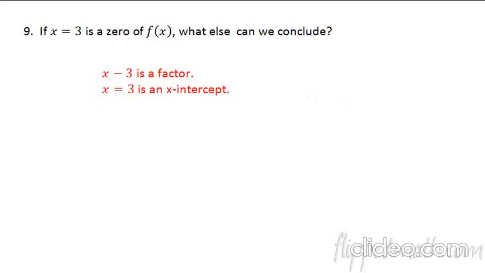And if x equals 3 is an x-intercept, we also know that x equals 3 is a solution to this equation of when does y equal 0? Y equals 0 when x equals 3. Okay, these four things are all interchangeable. Very important to be able to know they all mean the same thing, and you can interchange them however you want. That's a very useful thing as you're going through a lot of the problems we'll be doing today.